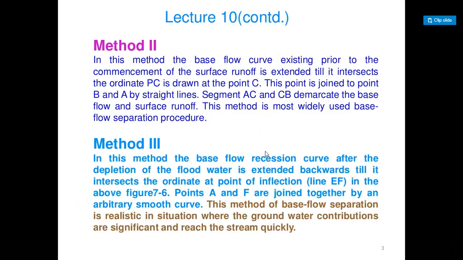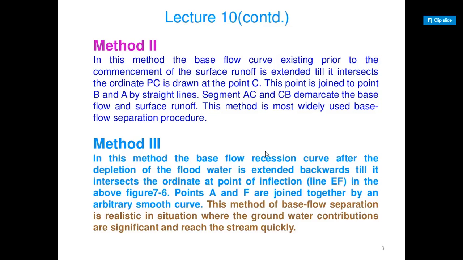Method 2. In this method, the base flow curve existing prior to the commencement of the surface runoff is extended until it intersects the ordinate drawn at the peak, at point C. This point is joined to points B and A by straight lines. Segments AC and CB demarcate the base flow and surface runoff. This method is the most widely used base flow separation procedure.